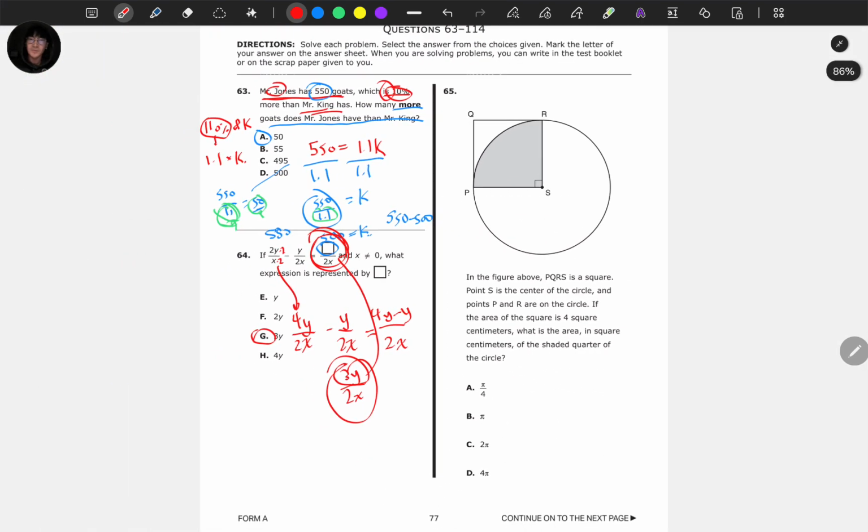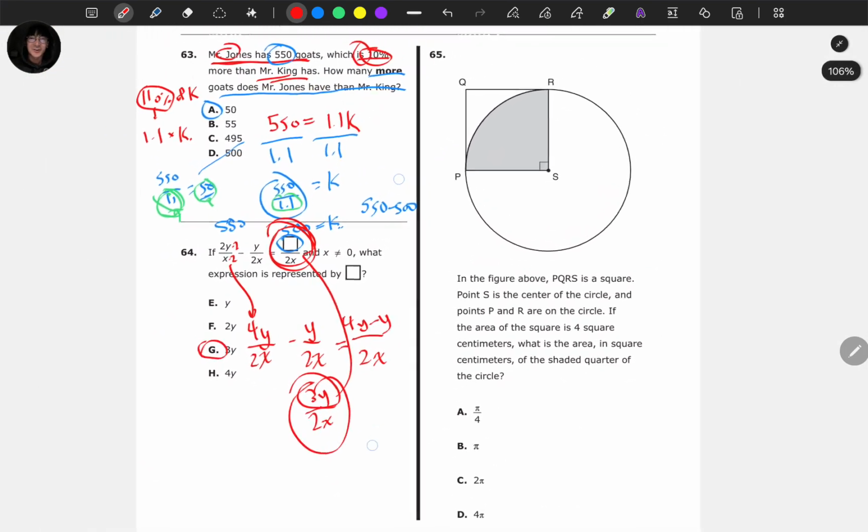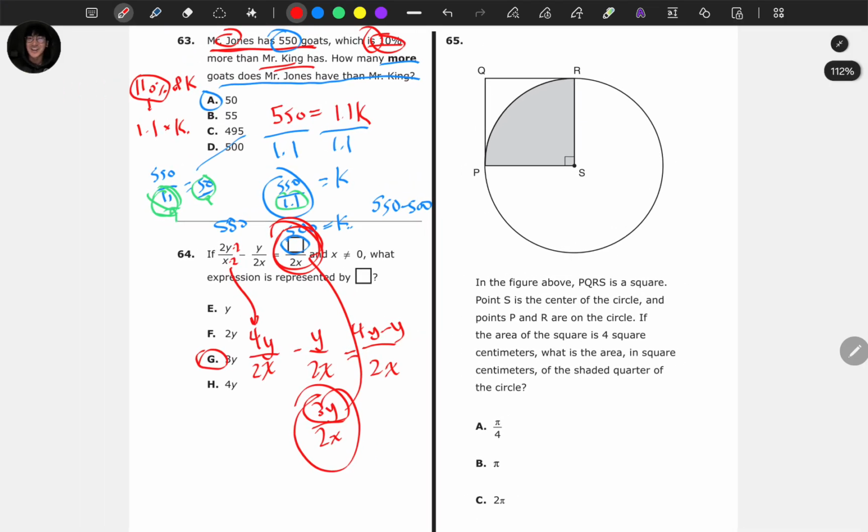Choice G. Okay, 65. Okay, so on my first take on this question, I did a harder example, but you don't have to think that hard. But as an exercise, I want you to do the harder example based off of the reasoning I'm about to give you. Okay, so in the figure above, PQRS is a square. Okay, so they give you a square, and point S is the center of the circle right here, and points P and R are on the circle. So look at this. They're saying that, just from that sentence, I can see that the side length of the square is the same as the radius of the circle, right?